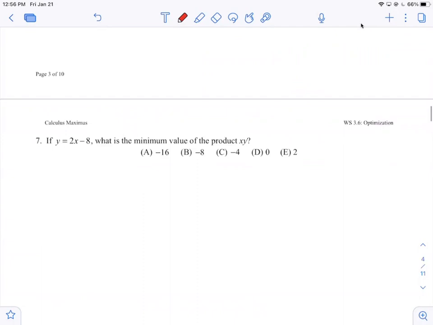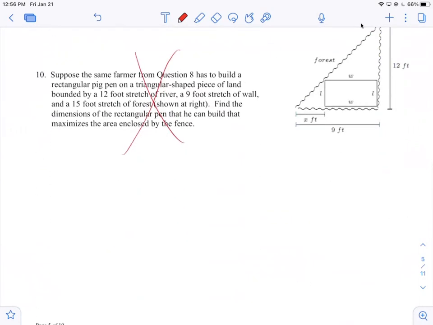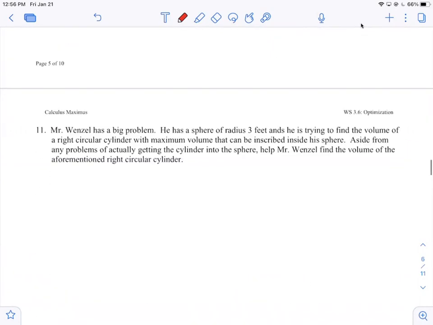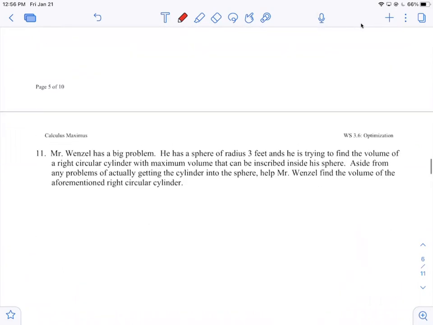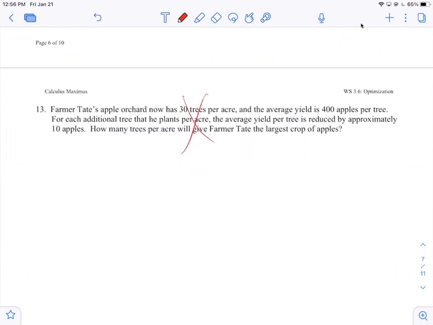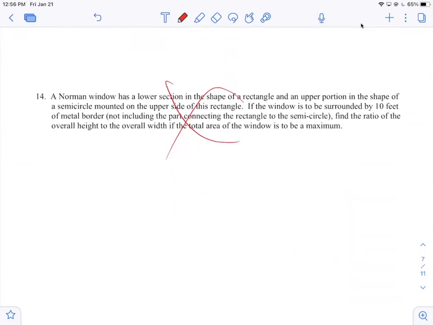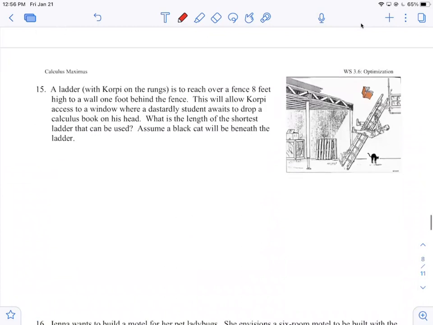This is on the website, by the way. Omit number 10. Omit number, Mr. Wenzel has a big problem. You need help with that one. Omit number 13, that's Farmer Tate. Now, after Monday, I may be able to reassign that one because I was going to skip that example. But for now, skip it. Example 14, you can skip.